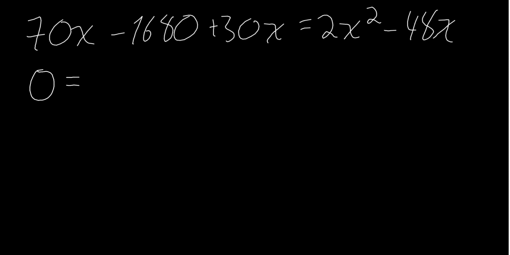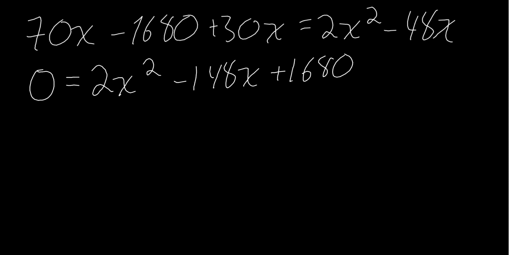My 2x squared, nothing combines with that. I've got a 70x and a 30x, and that makes 100x, but I'm going to subtract that 100x. So negative 48x minus 100x is negative 148x. And then I'm just going to add 1680.